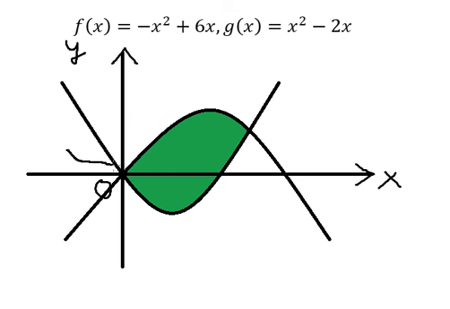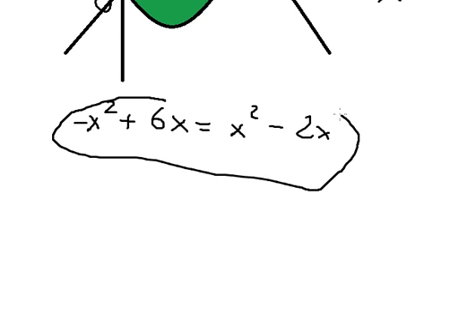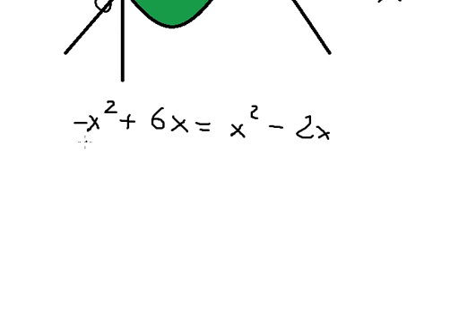First, we need to find the intersection between the two curves, here and here. To do this, we put negative x squared plus 6x equal to x squared minus 2x. So after we do this, we need to find the solution of this equation. So I will move this to the right.